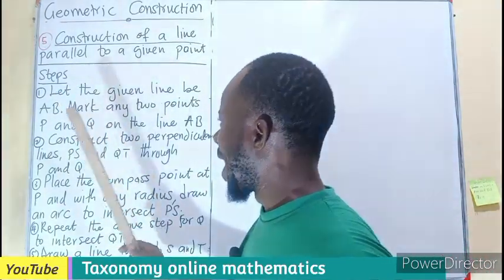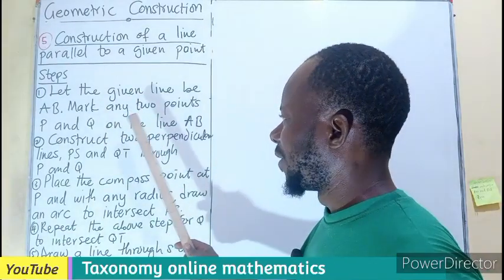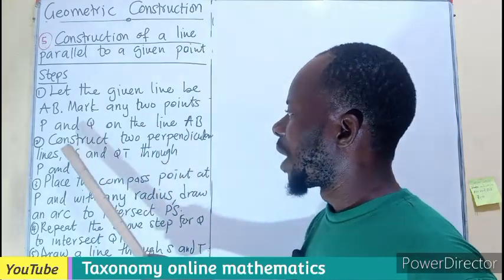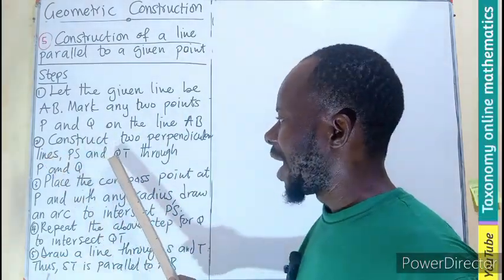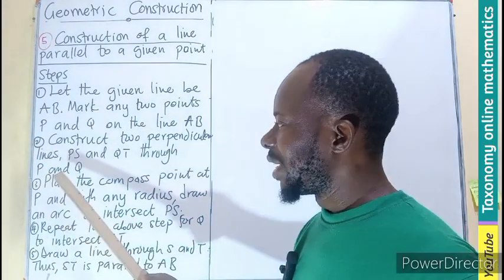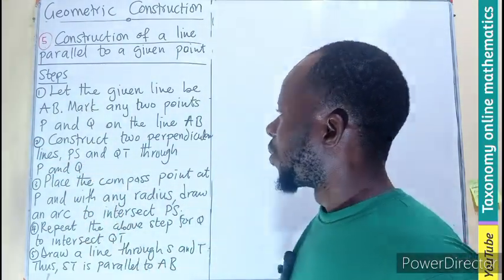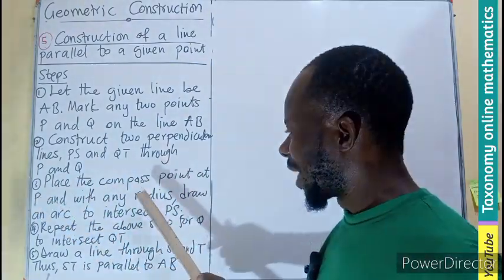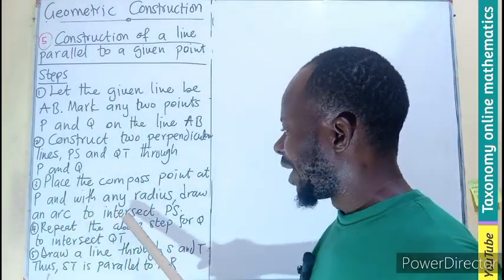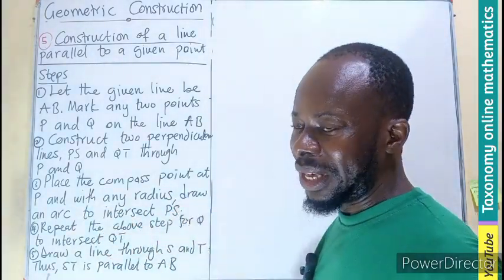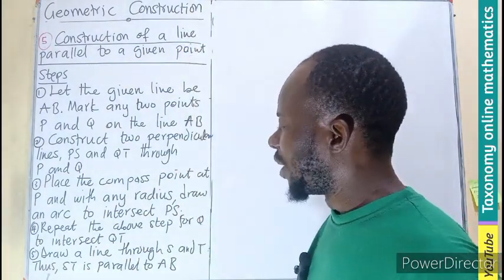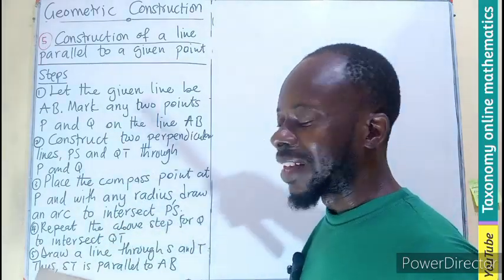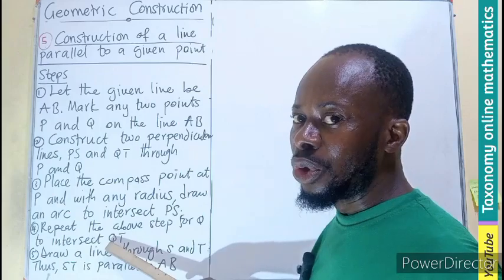We will let a given line be AB, then we mark any points, say P and Q, on the line. Then you construct two perpendicular lines, which will be PX and QT, through the points P and Q. Now we place the compass point at the point P, and with any reasonable radius, draw an arc to intersect PX, which is the new point we are having. Then repeat the step so that we can have an intersection on the line QT.